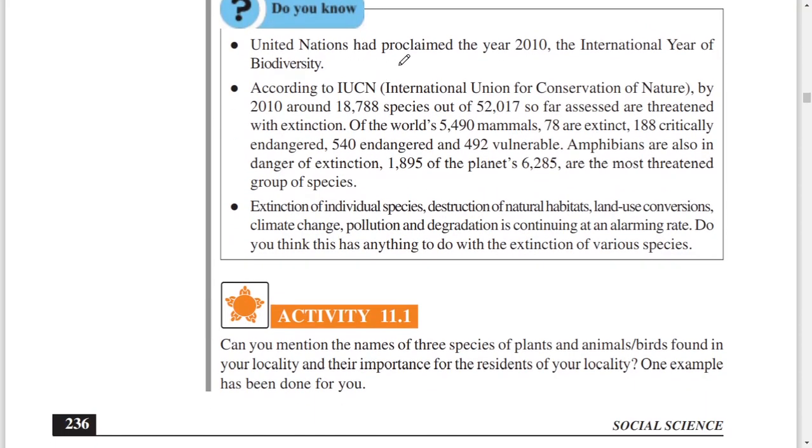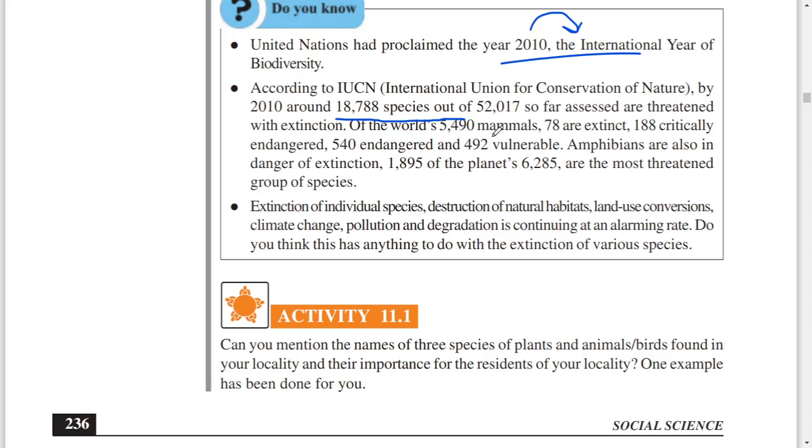Do you know the United Nations proclaimed the year 2010 the International Year of Biodiversity? This point can be helpful for all kinds of examinations. According to the IUCN, International Union for Conservation of Nature, by 2010 around 18,788 species out of 52,070 so far assessed are threatened with extinction.